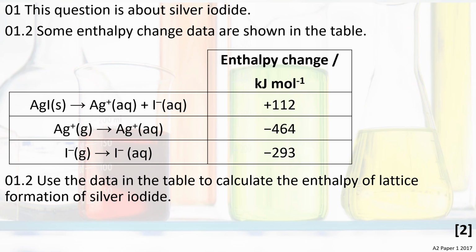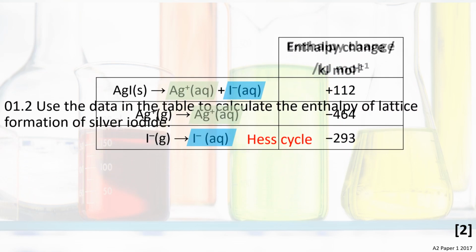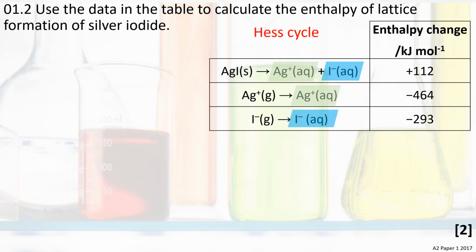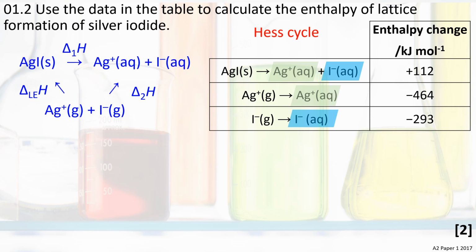Identify species that are common between the three equations. I've highlighted these in green and in blue. Silver ions appear in 2 equations and iodide ions appear in 2 equations. This is how I constructed the Hess cycle.